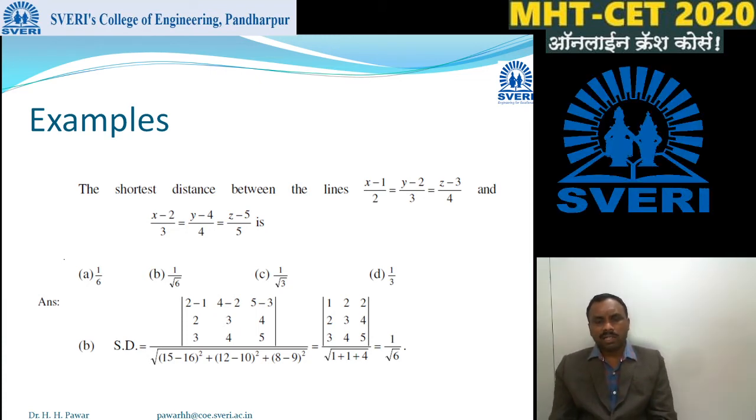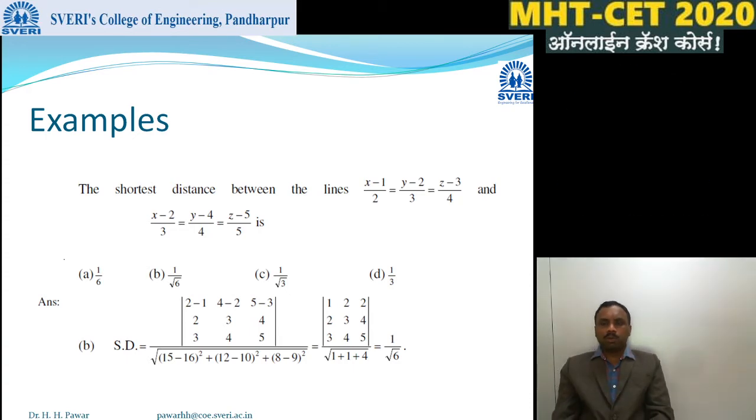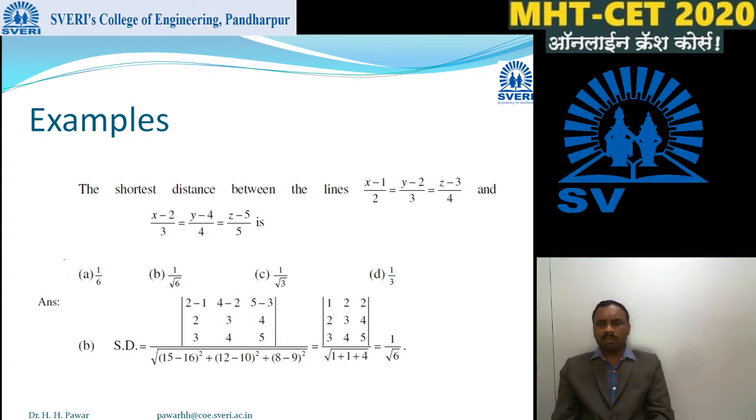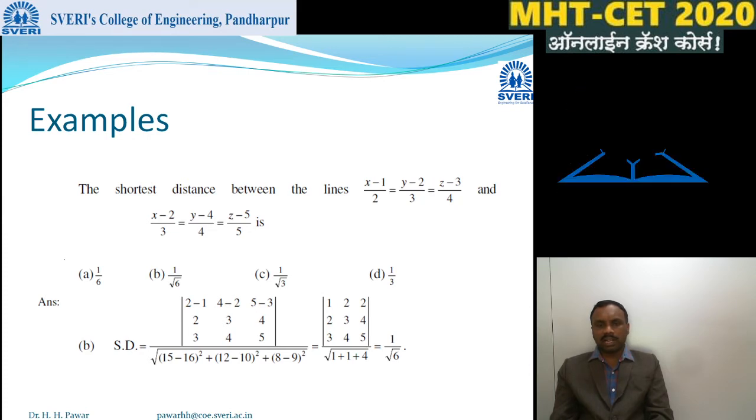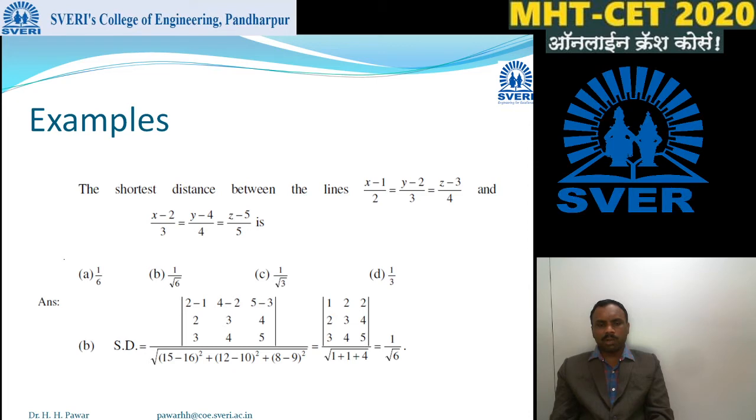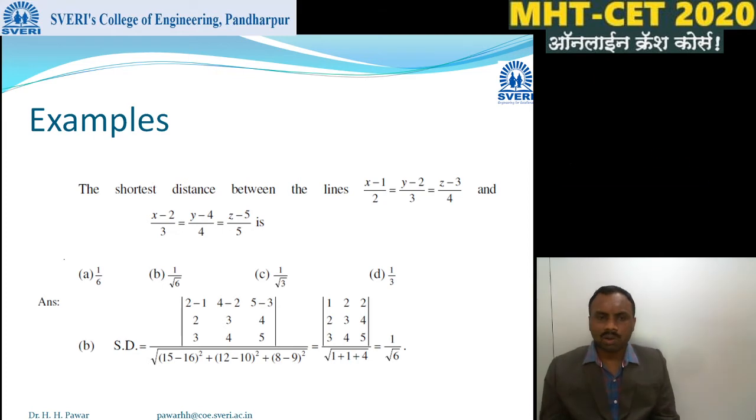So here put values of, now two lines are given. Clearly from the first line it is observed that the line passes through the point (1, 2, 3), and from the second line equation we see that the line passes through the point (2, 4, 5). Direction ratios for the first line are 2, 3, 4 and for the second line are 3, 4, 5. So by putting the values in the formula we'll get the value of shortest distance equal to 1 upon root 6.